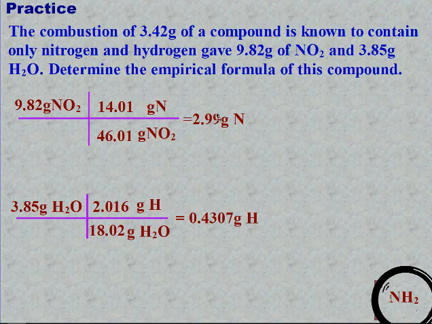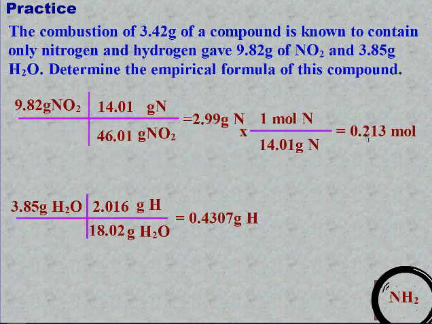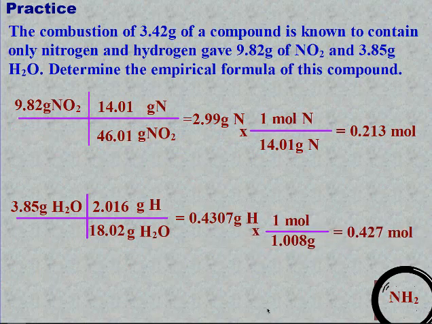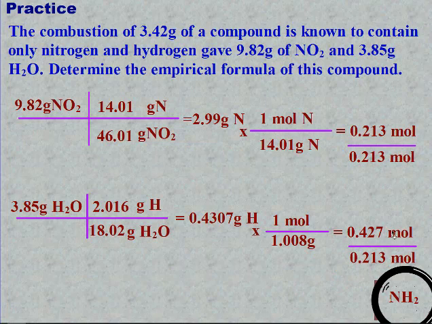Now that I have my 2 masses of starting elements, I need to convert them to moles. Then I compare my moles. 0.213 is smaller, so I'm going to divide both of them by 0.213, which then gives me a 1 and a 2. So 1 nitrogen, 2 hydrogens.